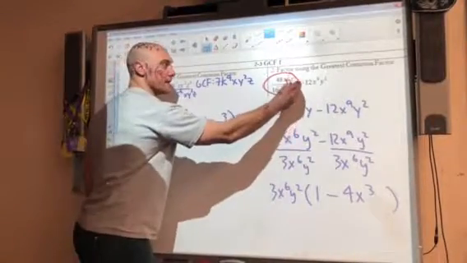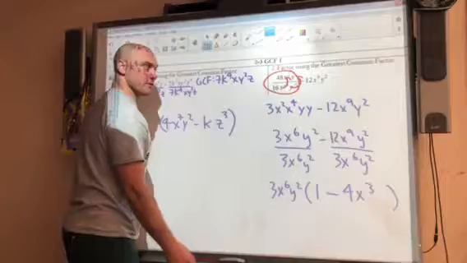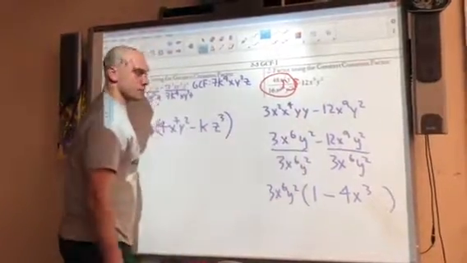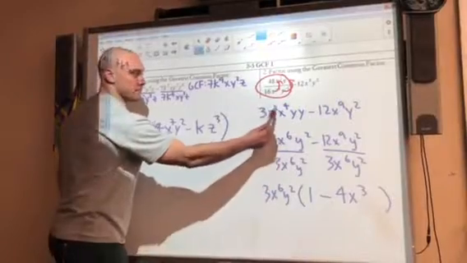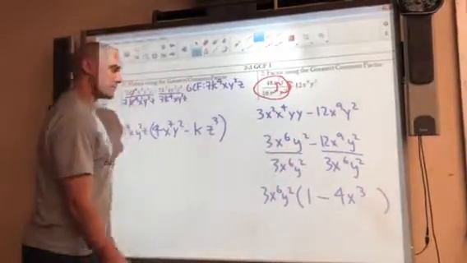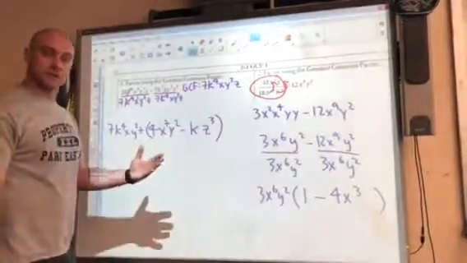Same thing, y to the -1 went to the numerator and became positive. So now it's y times y. So I add our powers here, so that gives me x to the 6 and y squared. And then we need to do GCF.